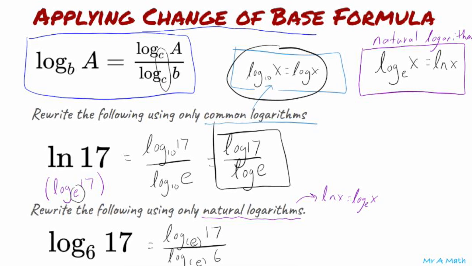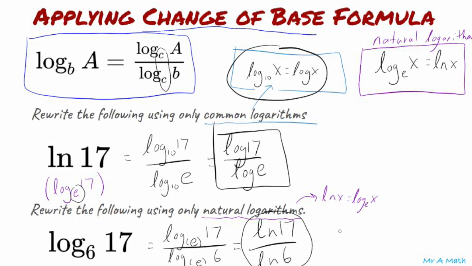So I need to make sure that I don't just put e on top and 10 on the bottom. I can put e up top and e on the bottom, and it works. So we have log base e of 17 over log base e of 6. Keep in mind, log base e of x, you can just rewrite it as ln of x. We can write this as ln of 17 over ln of 6. And so this is, in fact, equal to this.